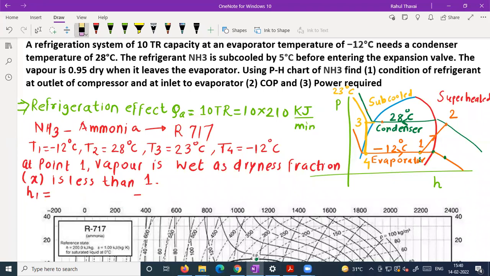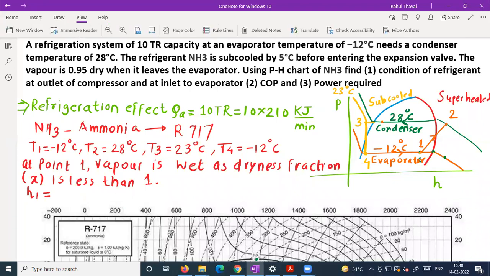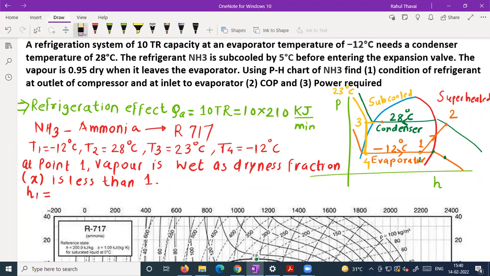Yes. The enthalpy of a wet stream is hf plus x into hfg. Yes or no? So I'll write down hf1, x1, hfg1. Do you recall this formula? This is for the enthalpy of a wet stream. Let me make it clear: it is a wet stream.